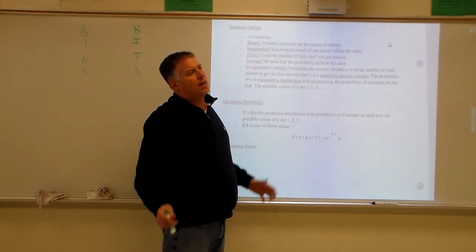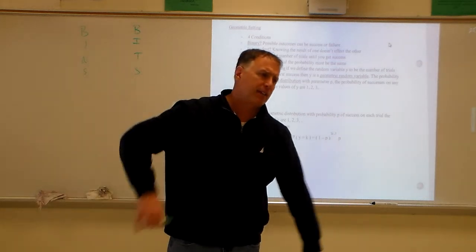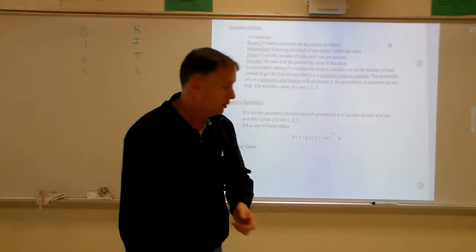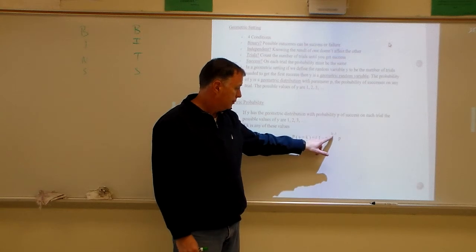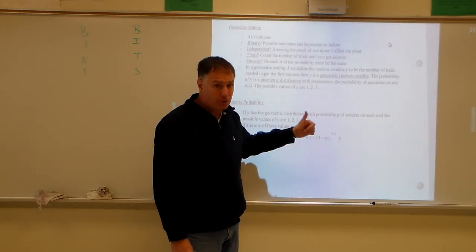They say, what's the probability that they make their free throw on the fourth shot? So then 4 is k for this formula.